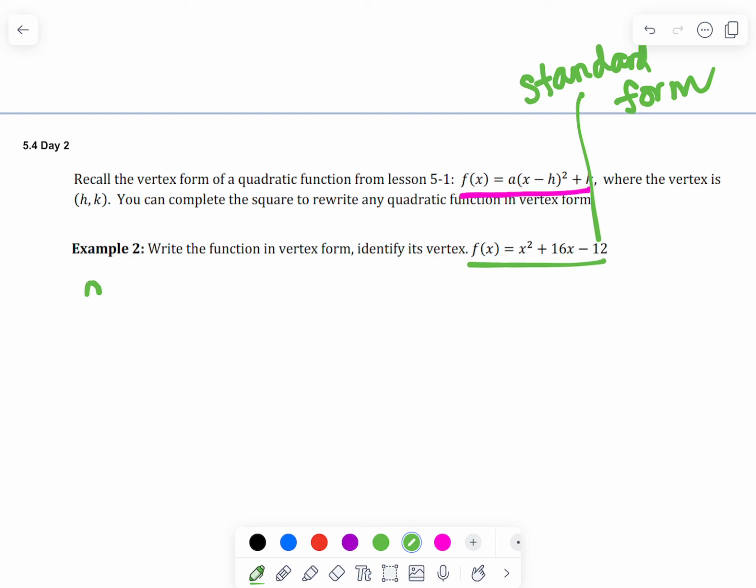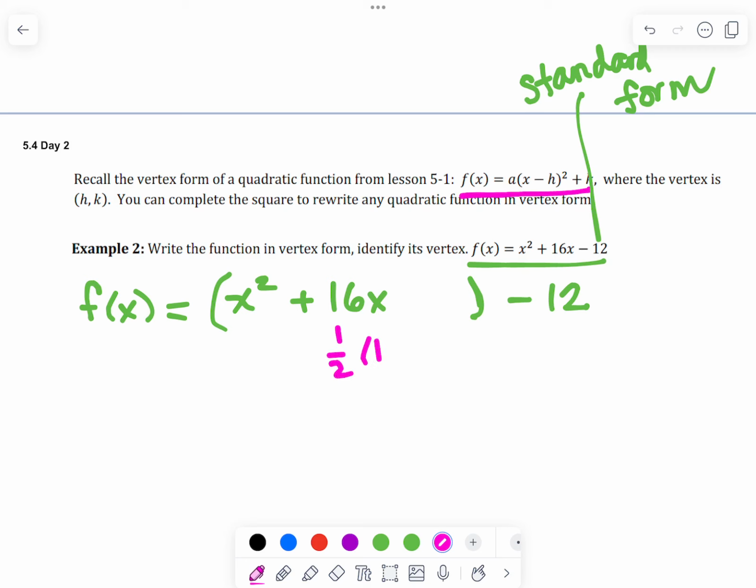So what we do is we take the function and we group the x squared and the x term together. And then I'm going to put that constant outside. Now we're ready to complete the square. So we take half of the bx term, so half of 16 is 8. And then we square that number. So 8 squared is 64. So now we're going to go ahead and add 64 to that parentheses.